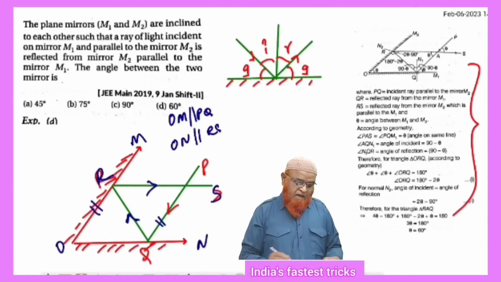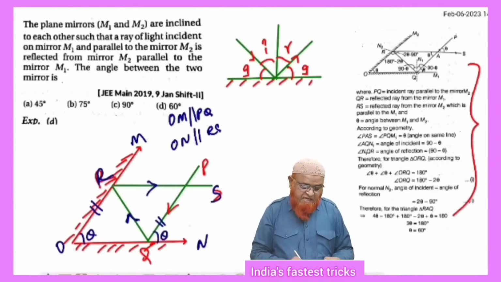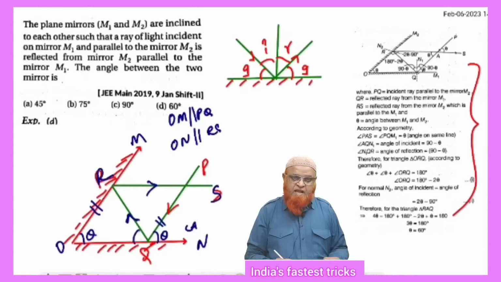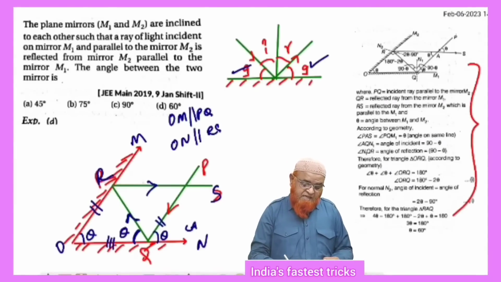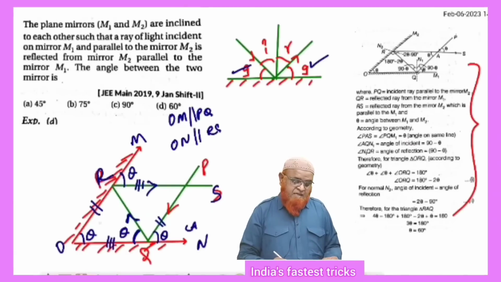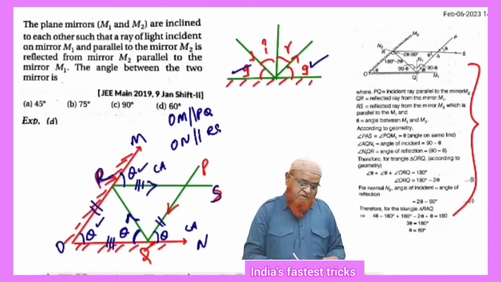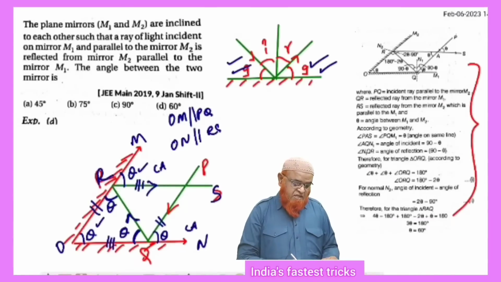As PQ and OM are parallel, we can write this is angle theta, which means this is also angle theta. These are called corresponding angles. If this is theta, this is also going to be theta, because these two are glancing angles. Similarly, ON is parallel to RS. That's why we can also take, if this is theta, this is also going to be theta. These two are corresponding angles. If this is theta, this is also going to be theta, because these are glancing angles.